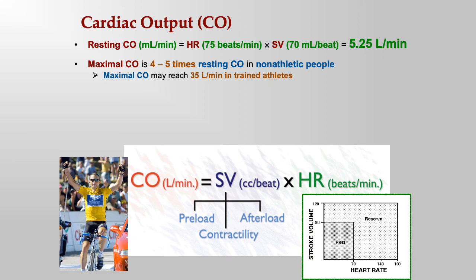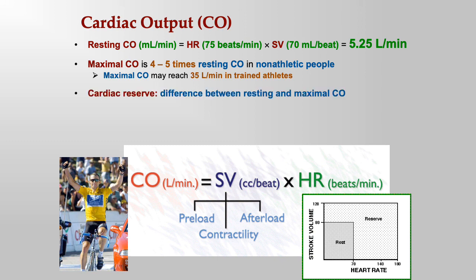Maximal cardiac output may reach 35 liters per minute in trained athletes. People like Lance Armstrong, but all the other cyclists were cheating too. He's one of the most phenomenal athletes in the history of planet Earth. In particular, his cardiovascular system is absolutely amazing. They've done studies on his cardiovascular system because it's so extraordinary. He can be pumping 35 liters per minute, his entire blood supply 7 times through his body at maximum output.